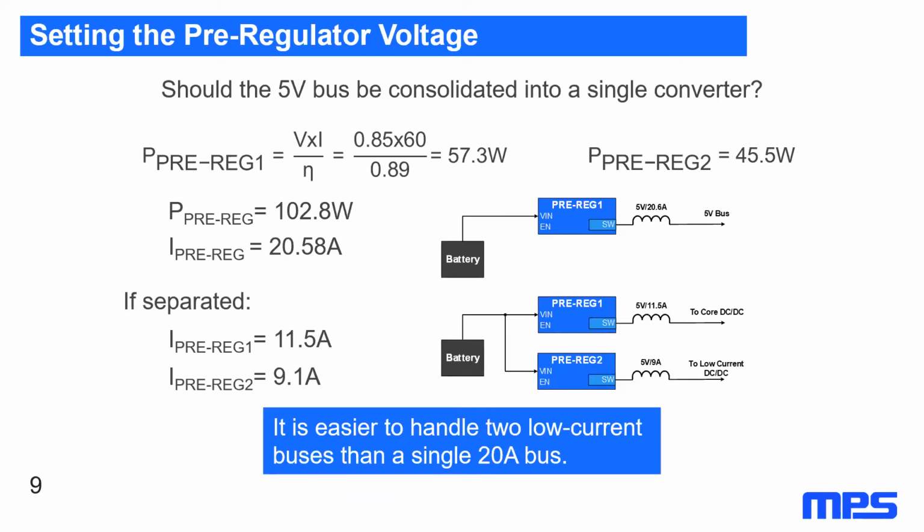From our experience at MPS, we have seen that it is usually easier to handle 2 low current buses than a single 20 amps bus. So a power converter that can deliver 20 amps is not easy to implement in automotive ECUs. There's a lot of power dissipation concentrated on a single spot. Also, the layout area they take tends to be quite high. The inductor is big, the FETs are big.